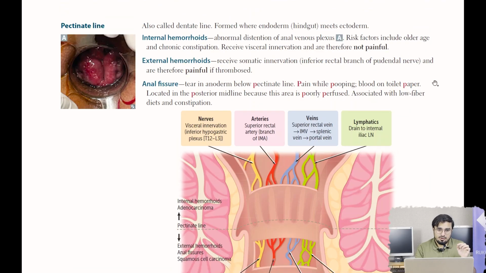In terms of treatment of all these three high yield concepts, internal hemorrhoids, external hemorrhoids, or anal fissure, we're going to ask the patient to increase the fiber in the diet along with increased water intake and to avoid red meat. Okay, that's it for today's lecture.